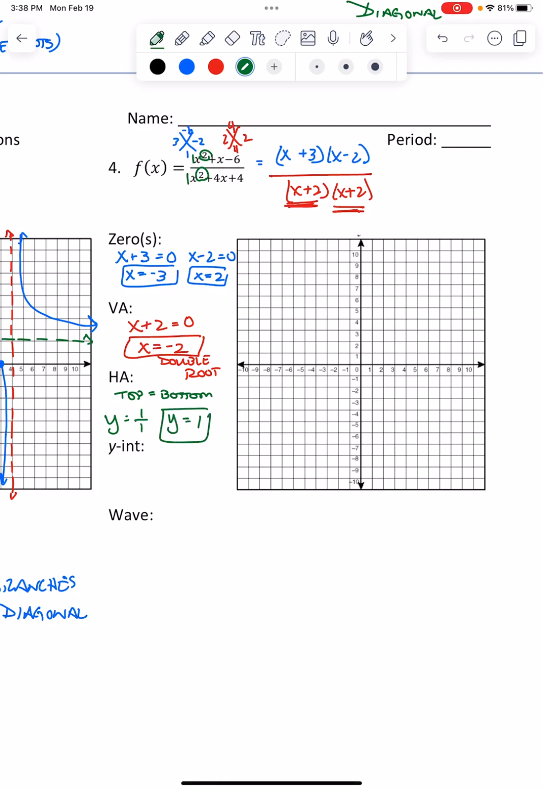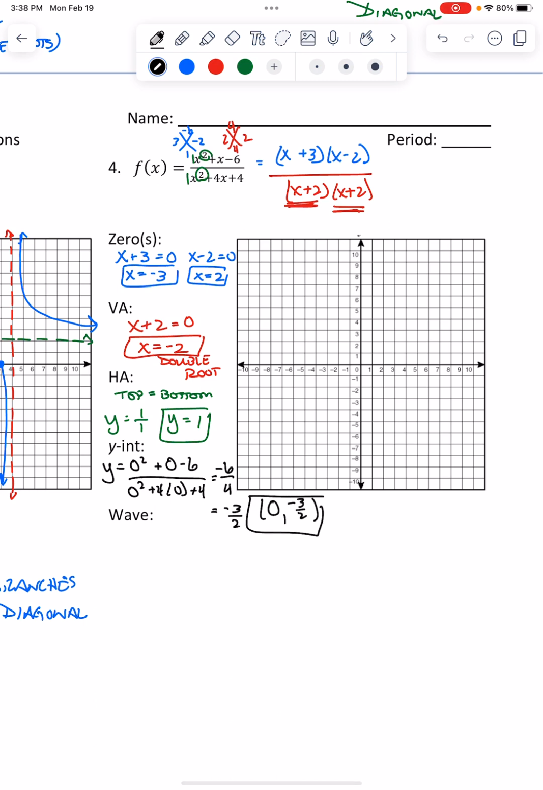Okay, y-intercept, if we plug in 0, that'd be 0 squared plus 0 minus 6 over 0 squared plus 4 times 0 plus 4. So that would give us -6 over +4, which is -3 over 2. So our y-intercept would be 0, -3 over 2, right? And then we're going to put this on the graph and see if we need the wave based on what points we have. So 0, -3/2. So 0, -1.5. Be in there.